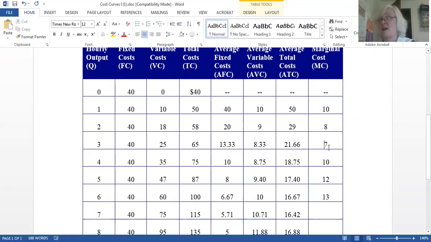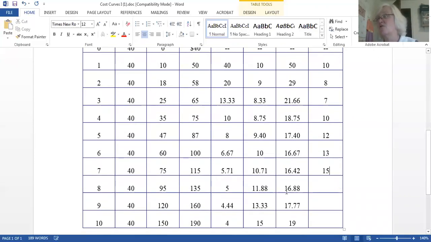Hit a minimum at 7 and is starting to rise again. 7, 10, 12, 13. So my prediction would be that for 7 units of output, my marginal cost is going to be above 13. Let me check. From 100 to 115, indeed, that's a 15. It's the change in total cost.